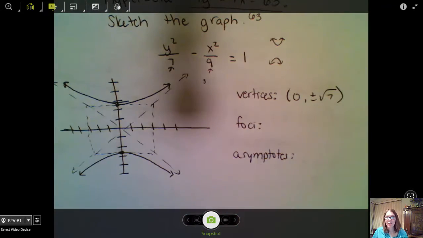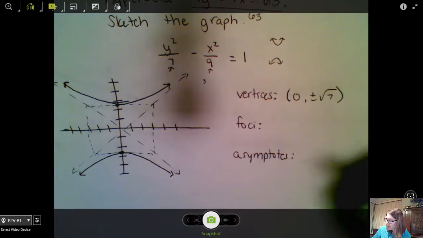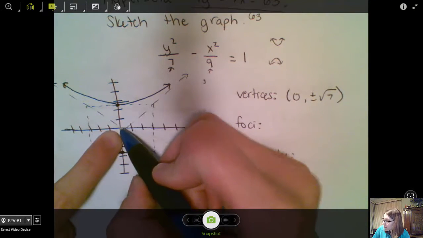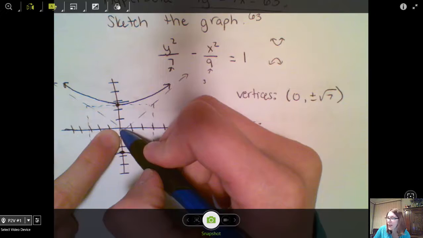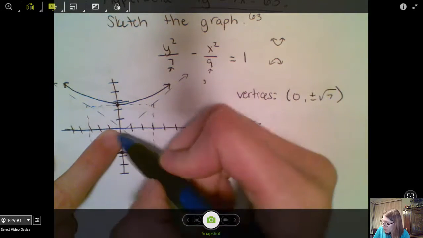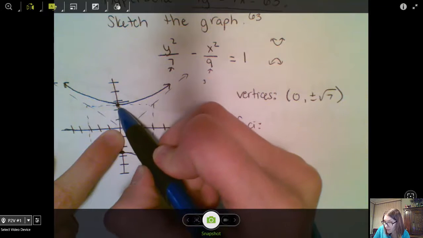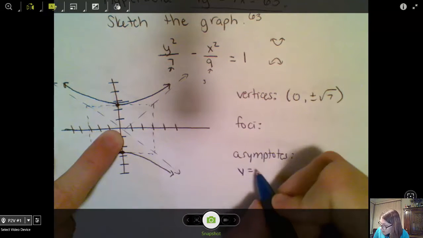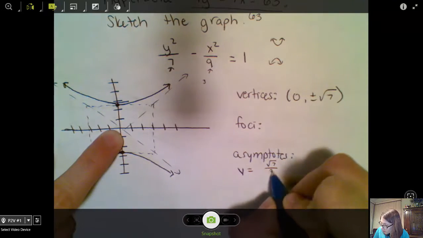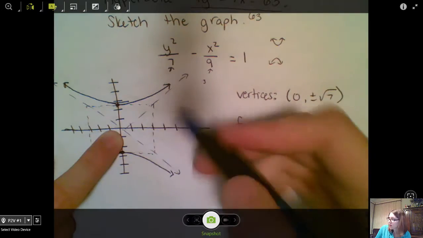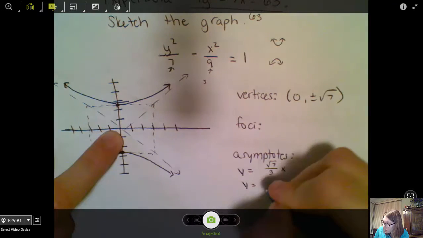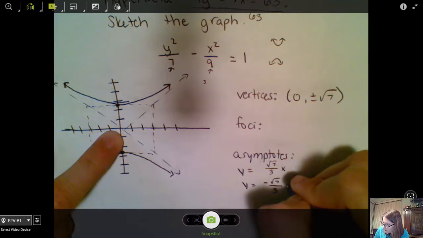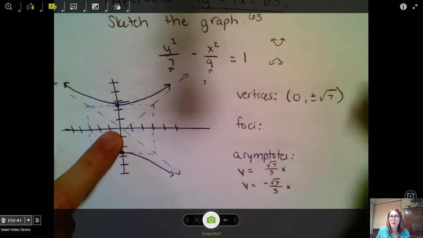Okay, we're almost done. Just have to figure out our equation for the asymptotes. And remember that our asymptotes are rise over run. Since it's diagonal, y equals, well, we went up the square root of 7 and over 3, so square root of 7 over 3x. It's not the nicest looking equation in the world, but that's the equation of our line. And also y equals negative square root of 7 over 3x. That's the equation of our asymptotes.